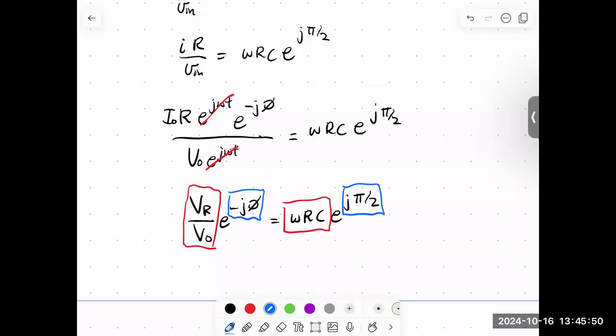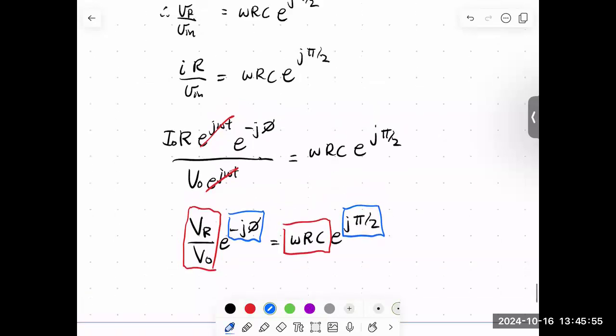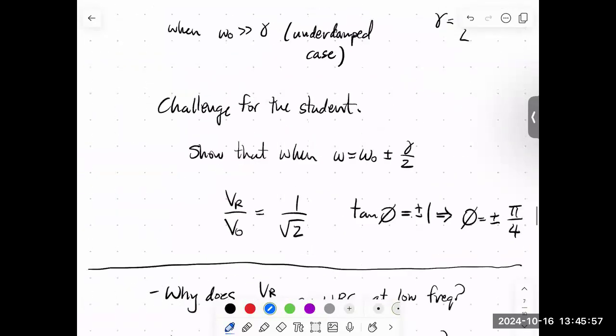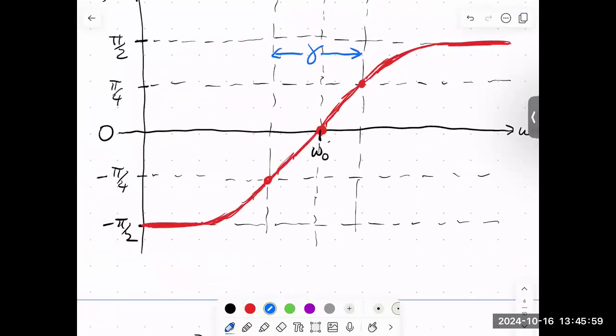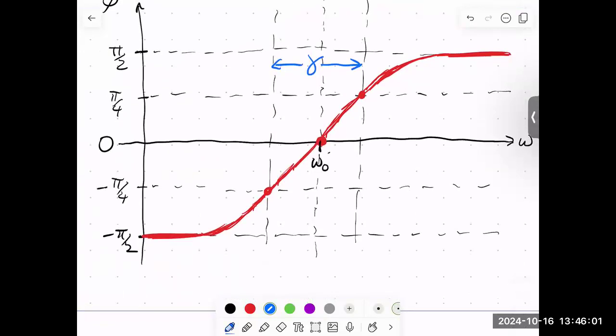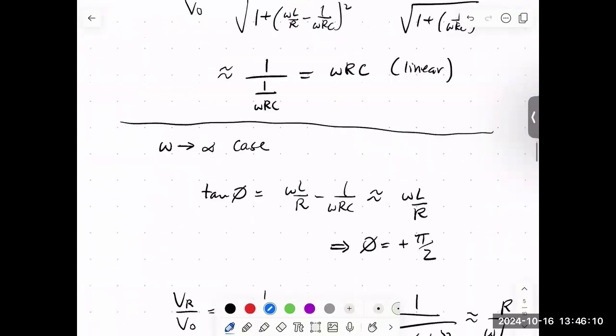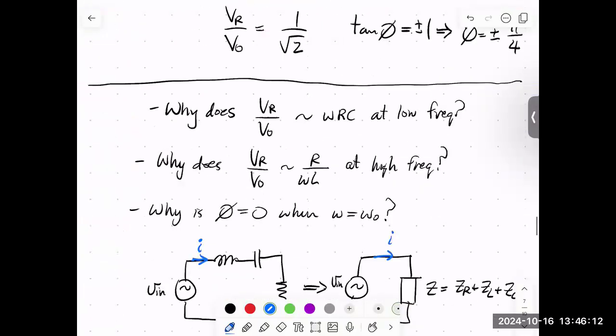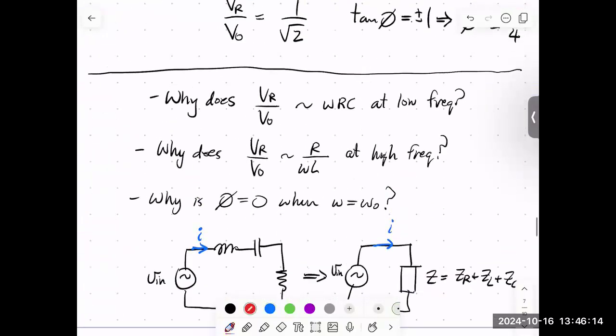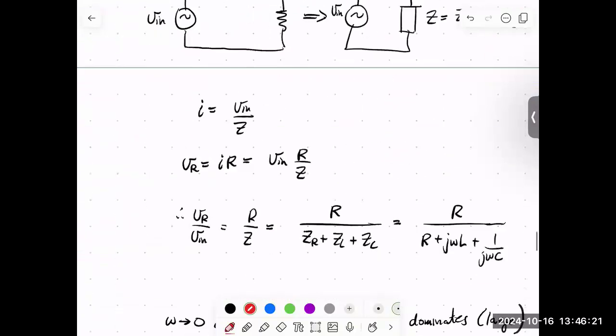Phi is equal to minus pi by 2. And that's what we already have in our drawing, right? So here, low frequency, phase is minus pi by 2. Low frequency, this goes as omega RC. All right, good. We answered this question. Let's answer the next question. What happens at high frequency?